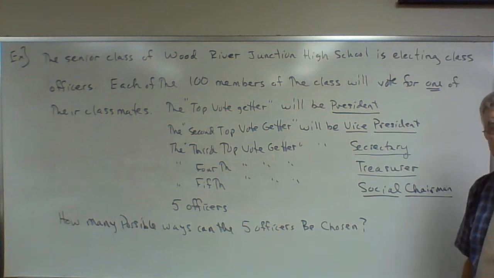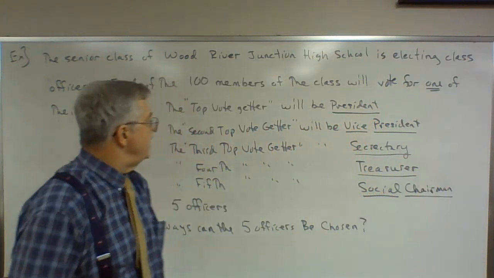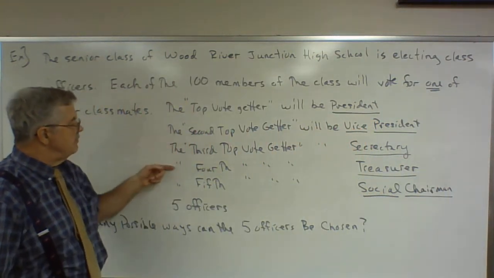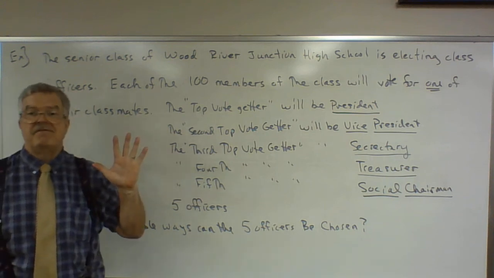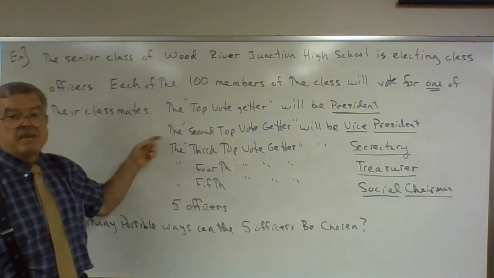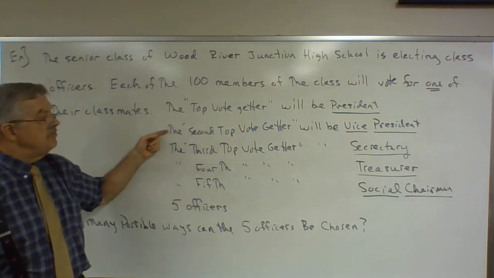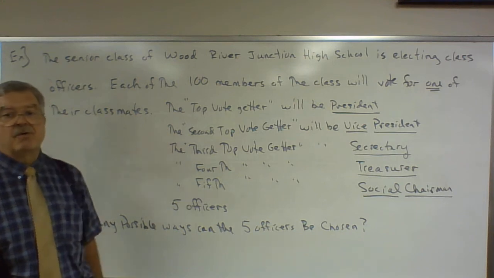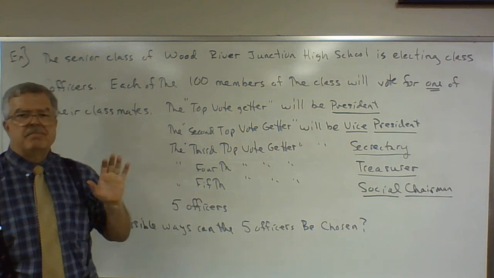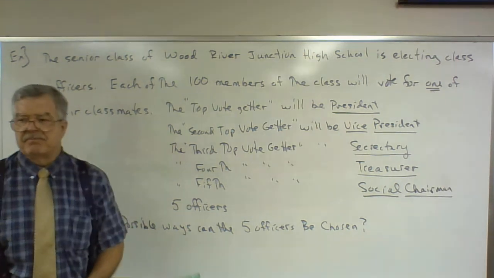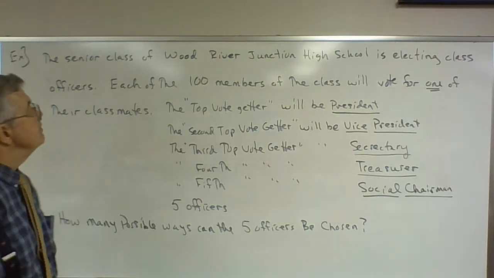And if we think about this, isn't this going to be a 1, 2, 3, 4, 5 finish? Only the first 5 finishers matter and order matters. The first one will be president. The second will be vice president, and so forth. So order matters in this case. Order of selection matters. This is a permutation.